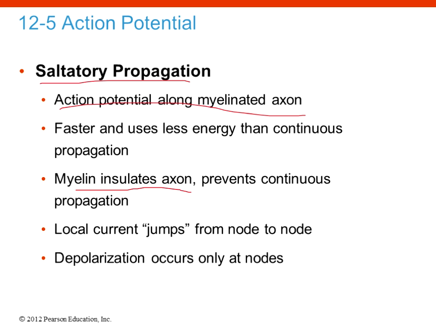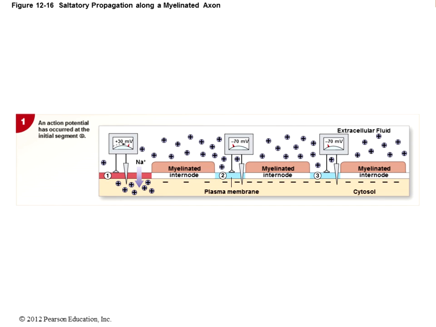continuous propagation. The impulse will jump from node to node, and depolarization only occurs at those spaces where there is no myelin. So it goes much faster. Okay? So that's saltatory propagation versus continuous propagation. And this image sort of shows that, right?